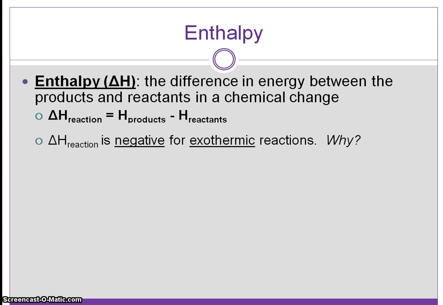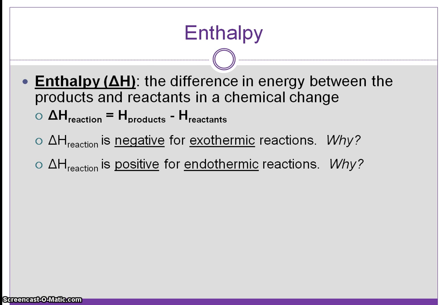So for exothermic reactions, the delta H is going to be negative. Anytime you have a negative, it's exothermic. And that's because exothermic reactions lose energy, so you end up with a smaller amount of energy than you started with. So if you plug it into that equation, if you have a small number for the products and a big number for the reactants, it's going to give you a negative value. So it's negative because the products have less energy than the reactants.